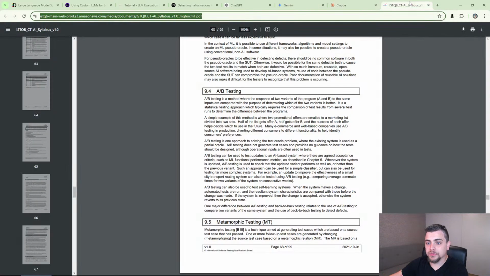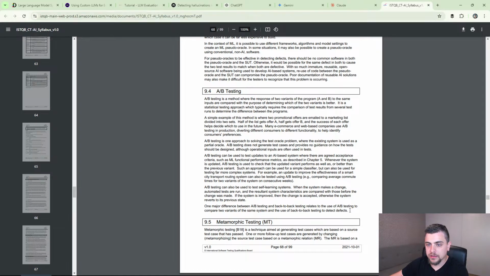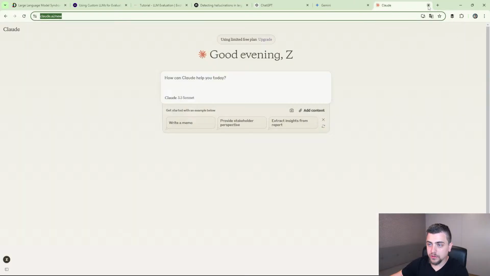And I also opened the ISTQB AI testing syllabus for reference, and not to forget to mention that the ISTQB syllabus also mentions the A/B testing of this kind of stochastic systems, like the AI-based systems. So I think I will just close that one right now, or maybe leave it open.